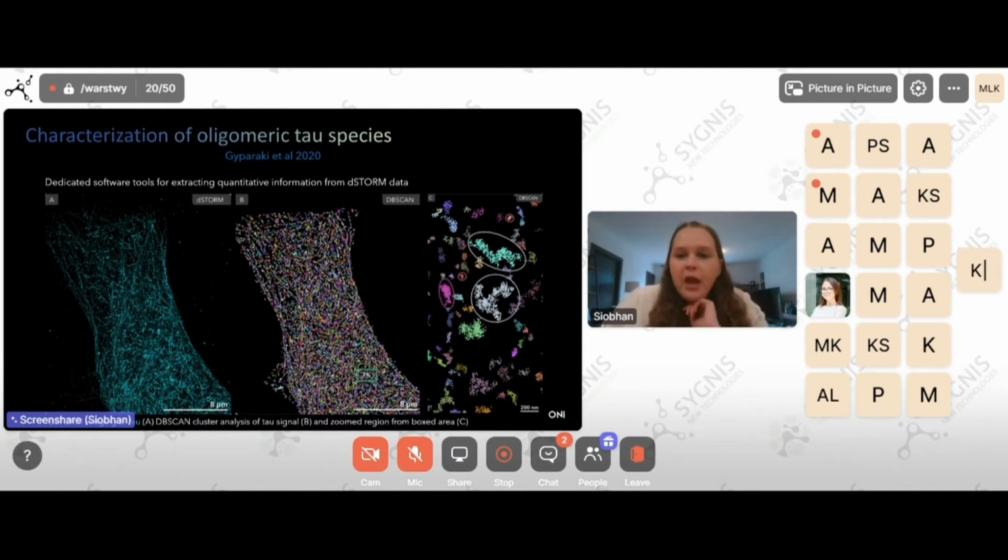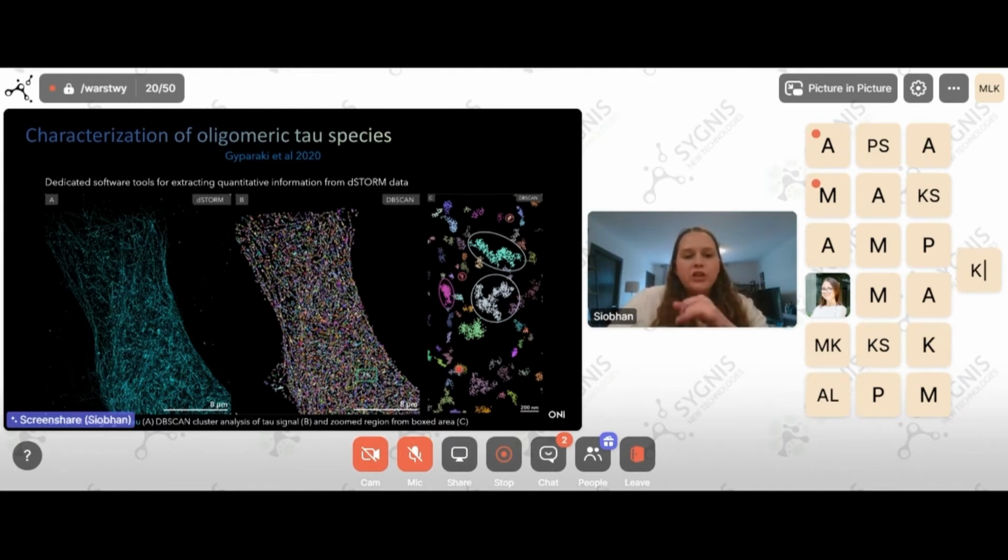So if you look at this zoomed in region here, what they could actually see was that they could identify these monomeric states. They could actually identify where it formed these oligomers, and then they could see these large states of aggregation, which are the states which are actually linked to the neurodegenerative diseases such as Alzheimer's.